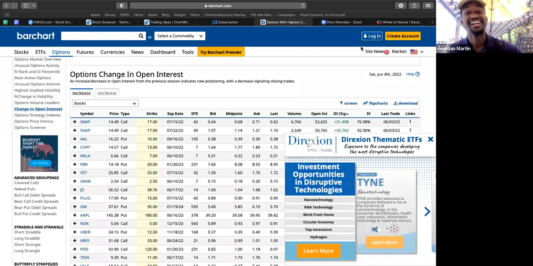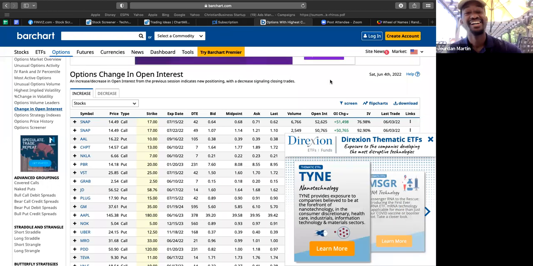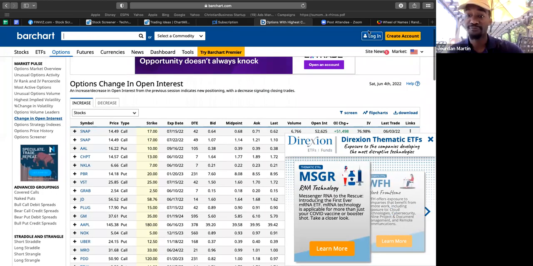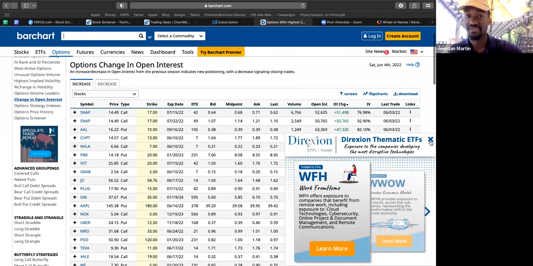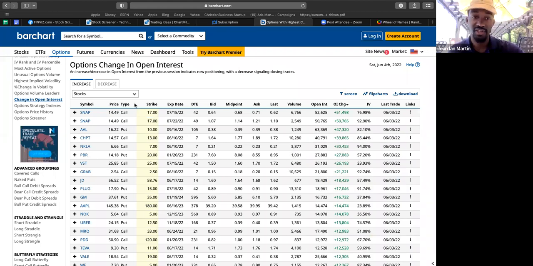All right. So one of the main differences is that you could actually filter out stuff more easily on different sites, right? If I wanted to just look at changes in open interest across Snapchat, and maybe if I had the premium version on this site or another site, I'd be able to go ahead and filter it out. Okay. So that's that, and that's going over those screeners, those scanners.